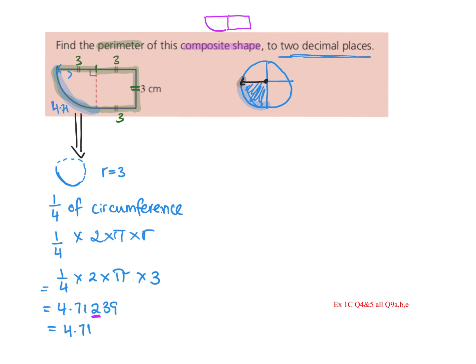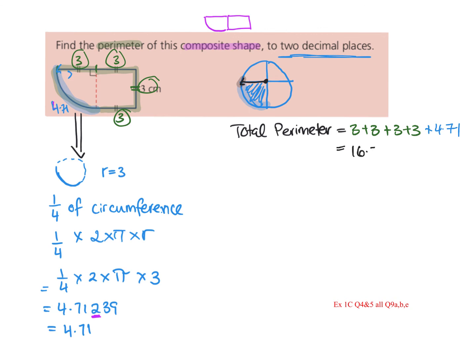So we need to find the total perimeter now. Now we've got all the bits and we'll do that. Okay, so with the total perimeter, just so you understand, we've got the 3 plus 3 plus 3 plus 3. So I did all these 3's and then I'm adding that 4.71. So what do we get? 16.71. And let's look at the units, centimetres. Beautiful. And there's our answer. Okay?